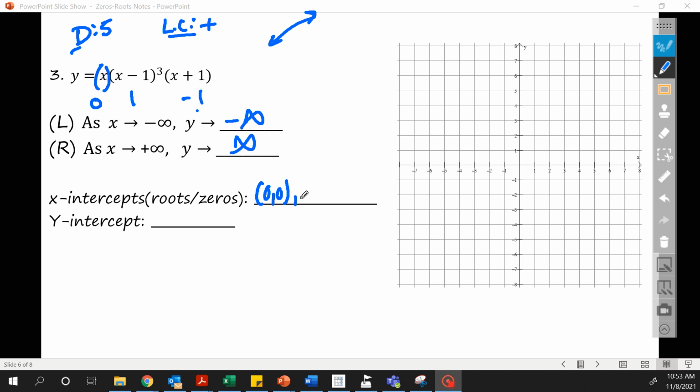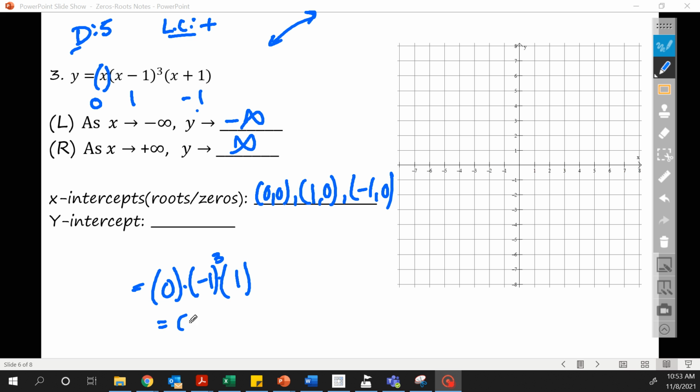So we got (0, 0), (1, 0), and (-1, 0). Now it is going to pass through all of these because they all show up an odd number of times. Okay, this one shows up once, this one shows up 3 times, and this one shows up once. So it is going to pass through all of these. The y-intercept is actually just going to be 0 because of this x out front. If you plug in 0, you get 0 times negative 1 cubed times 1. But this 0 is just going to turn everything to 0. So the y-intercept is actually just (0, 0), and that's because it's one of our x-intercepts.